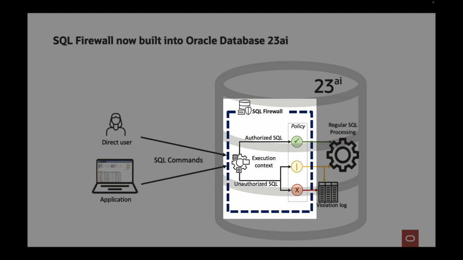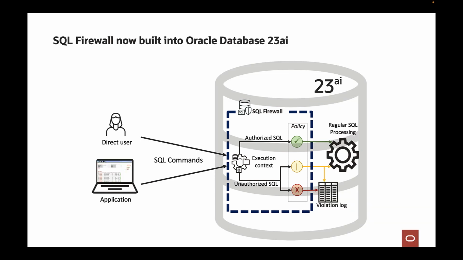It relies on allow listing authorized SQL statements and associated trusted database connections. It inspects all incoming SQL statements and logs or blocks SQL statements and connections that are not in its allow list. SQL Firewall ensures that only explicitly authorized SQL is executed.